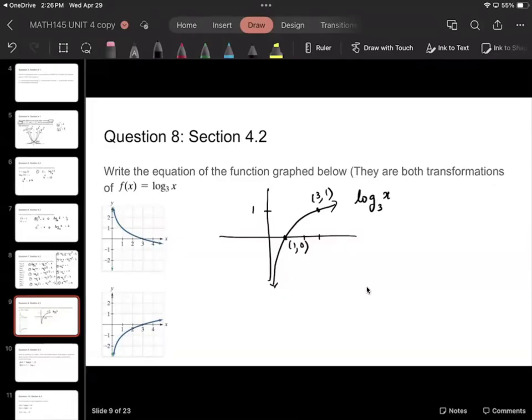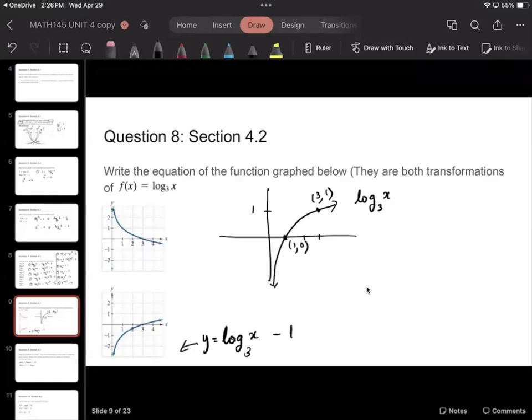All right. So now based on that, let's look at this second graph first, okay? You see that this general shape is the same, but (3, 1) has now become (3, 0). So I think I can write this equation as a vertical shift down by 1 unit. You see that?